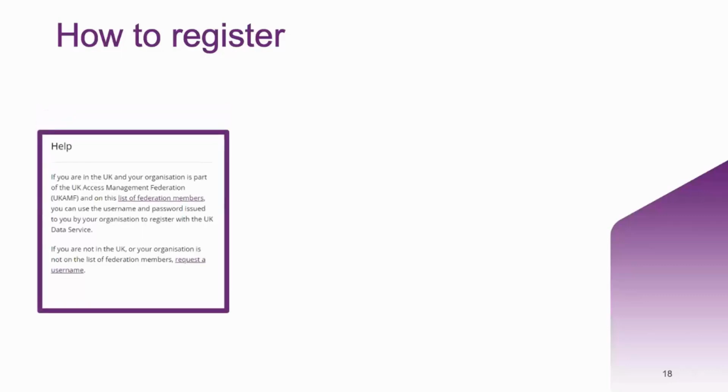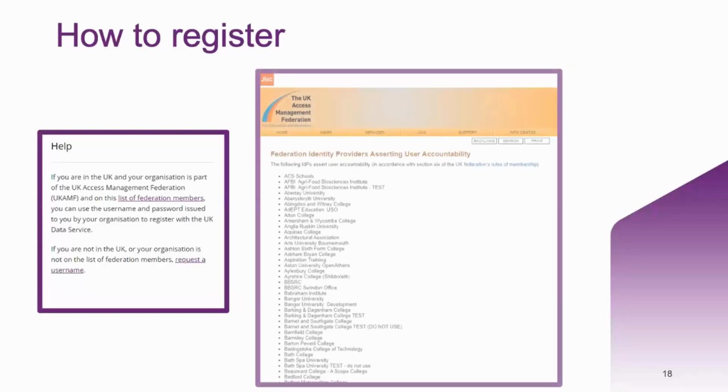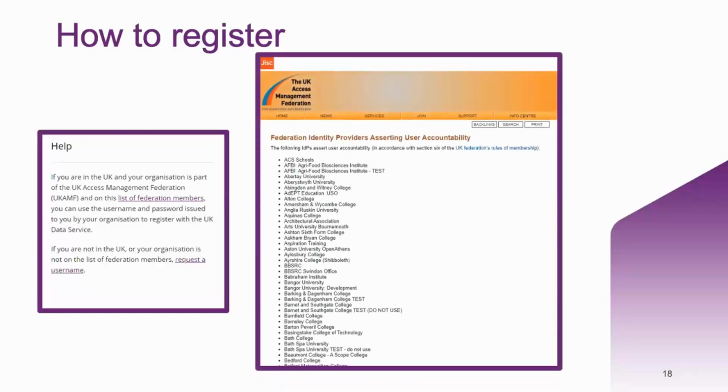If you do need any help, there is the help section just on the left-hand side of that page. And if you're unsure of whether your organisation counts as a UK higher or further organisation, there is a list of those organisations that allow you to log in with your username and password that you've already have issued to you. And again, you can get to that from the help section just on the left-hand side of that page.